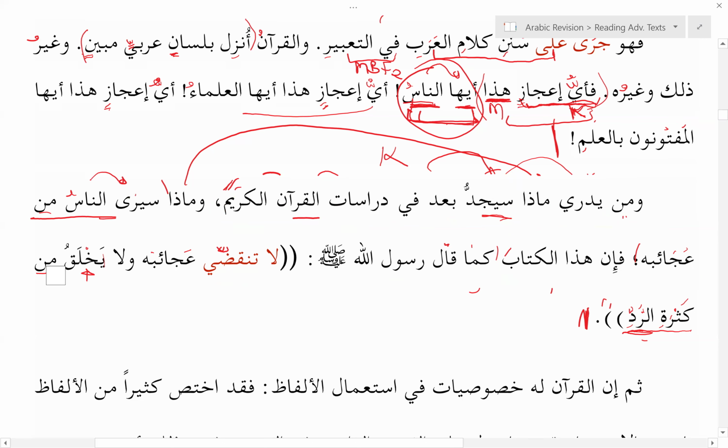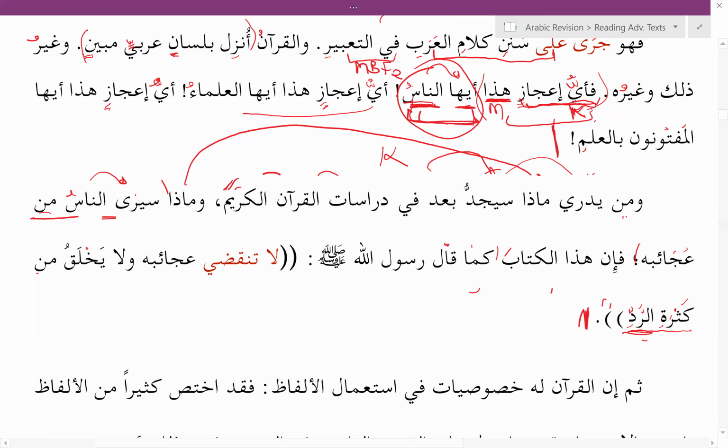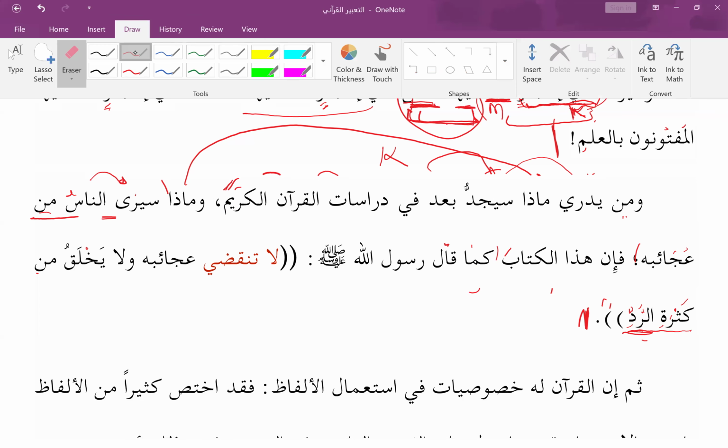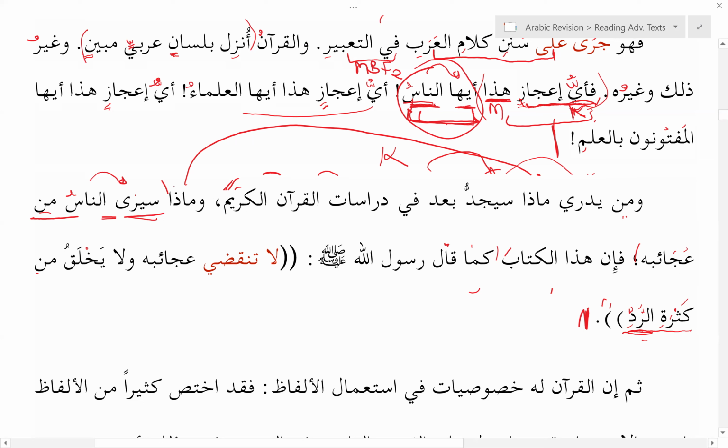Okay, so ومن يدري ماذا سيجد بعد, and who knows what would be found later on في دراسات القرآن الكريم, in the studies of the Noble Quran. وماذا سيرى الناس في عجائبه, and what will people find? I'm translating sayara as find. You can also translate it as see, because again, this word yara can be translated in different meanings. It's like ja'ala, we translate it as to make, but it can also be translated to create and to have. It has several meanings, so I'm translating it in a meaning that makes sense. وَمَاذَا سَيَرَى النَّاسُ فِي عَجَائِبِهِ, and what will people find from its miracles?